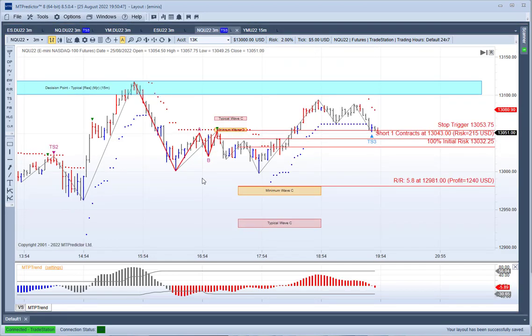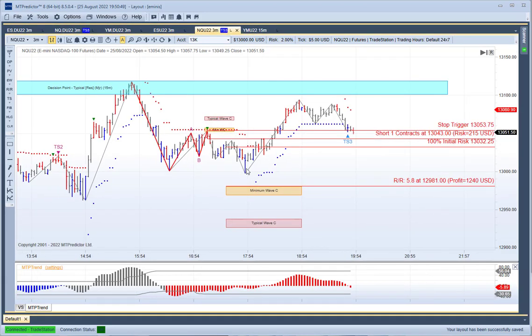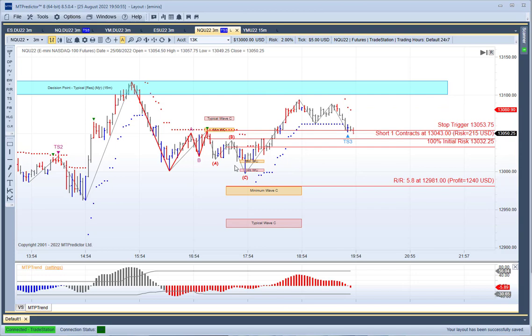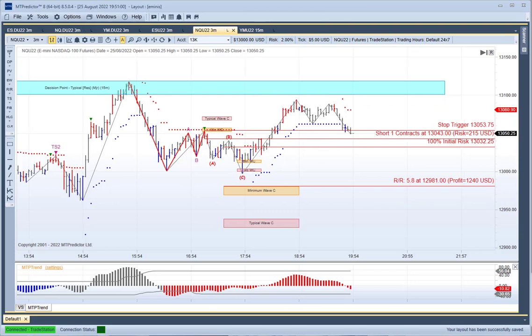If I turn training mode off, let's see what happened. The market had other ideas. In fact, this decline down here was actually only an ABC correction with the low stopping right at the wave C low before the market started to rally up. So this would probably have been a break-even trade, which is good because you wouldn't have lost any money.